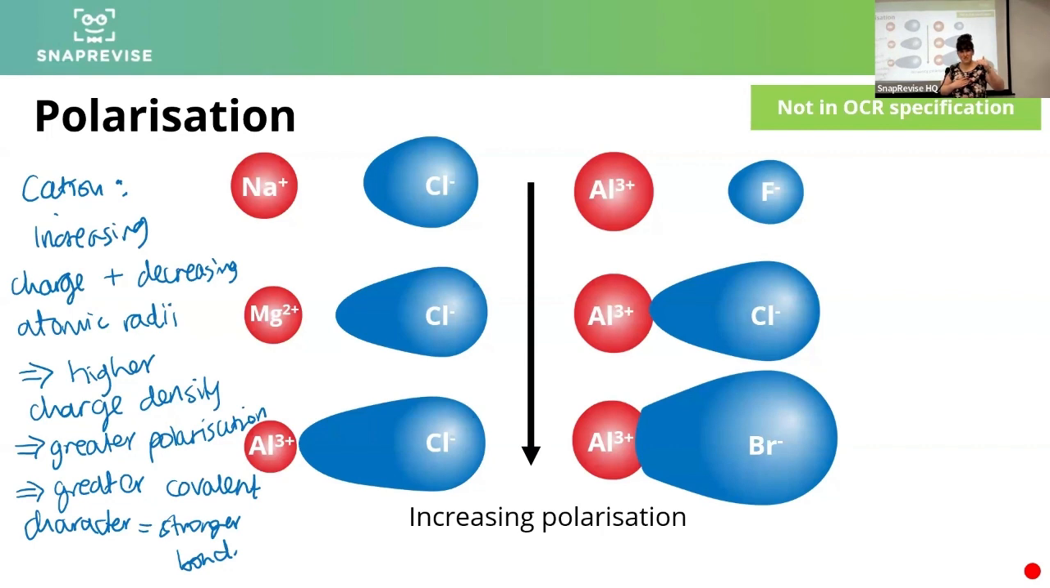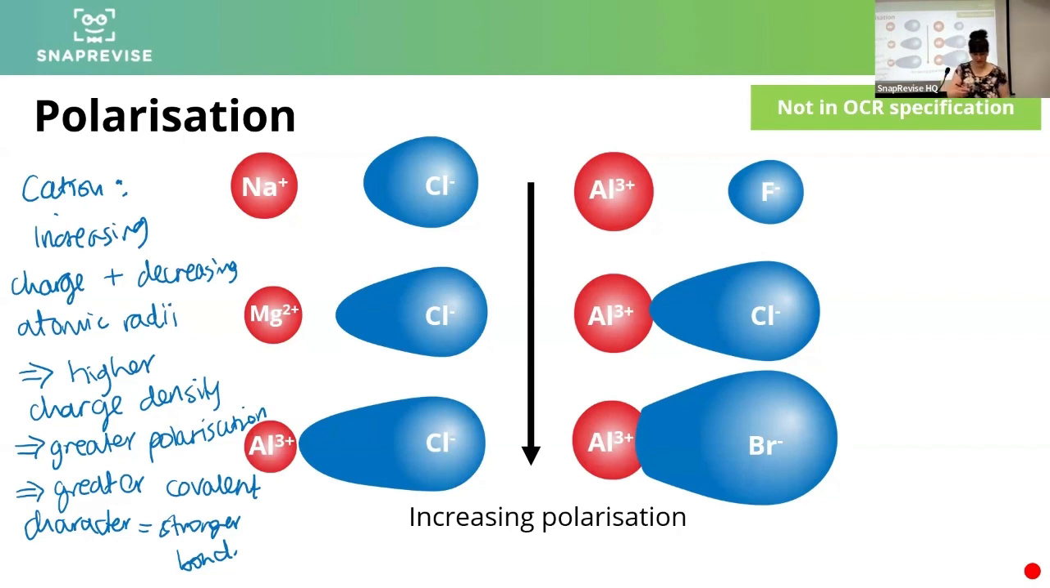Sorry, there's quite a few steps of explanation there, so let's just go through them again. The greater the charge, and the smaller the cation, the greater the charge density is going to be. Highly charged, dense cations can polarize anions. So the greater the charge density, the more polarization is going to happen. The more polarization you've got, the more covalent character that's therefore showing, and therefore the stronger the bond is.